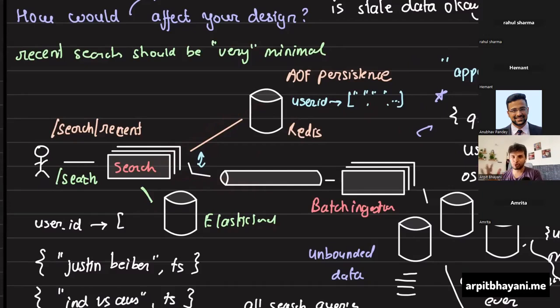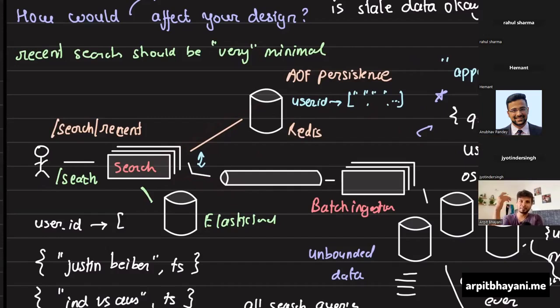Now what would the flow look like? Let me answer that, and then ask you a very pointed question. When a user searches for something, an actual search query, not recent searches, Elasticsearch gets the result, an event is put onto Kafka, batch ingested into the database and whatnot. But apart from writing to Kafka, your search service also updates the Redis that this is the most recent search made by the user just now.